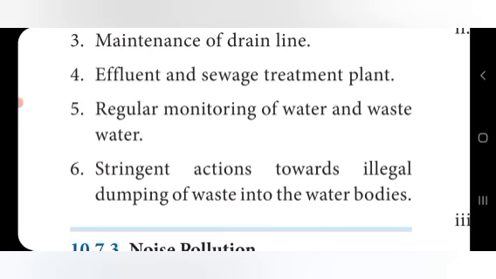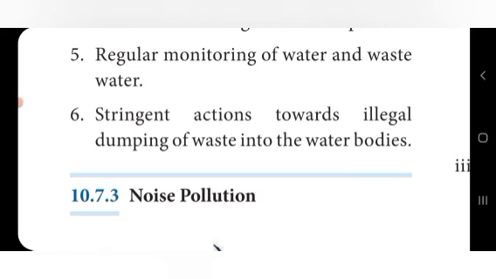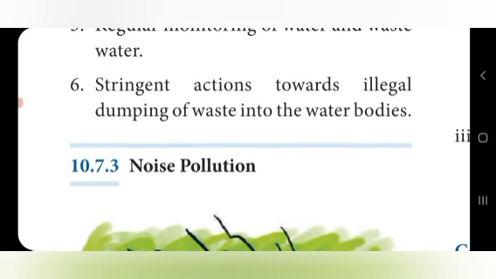Effluent and sewage treatment plants. The government should build sewage treatment plants in all the industries. Regular monitoring of water and wastewater. They should monitor the water and wastewater regularly. Stringent action against illegal dumping of waste into the water bodies. Severe action should be taken by the government against those who are illegally dumping waste into the water bodies. These are the remedial measures to control water pollution.